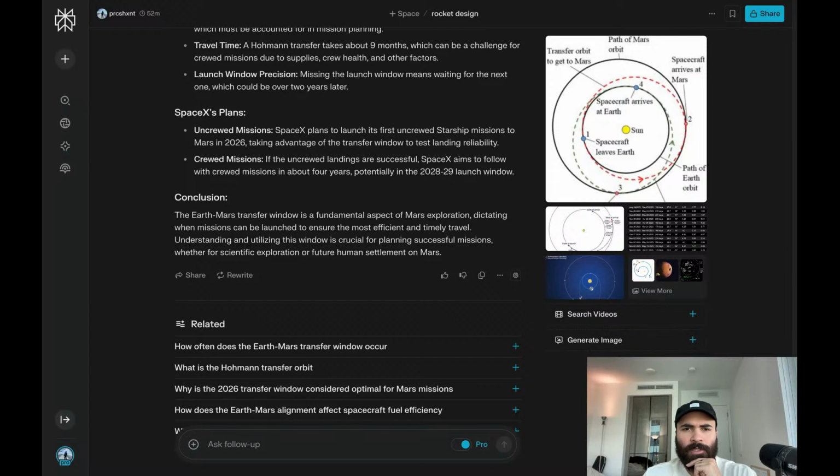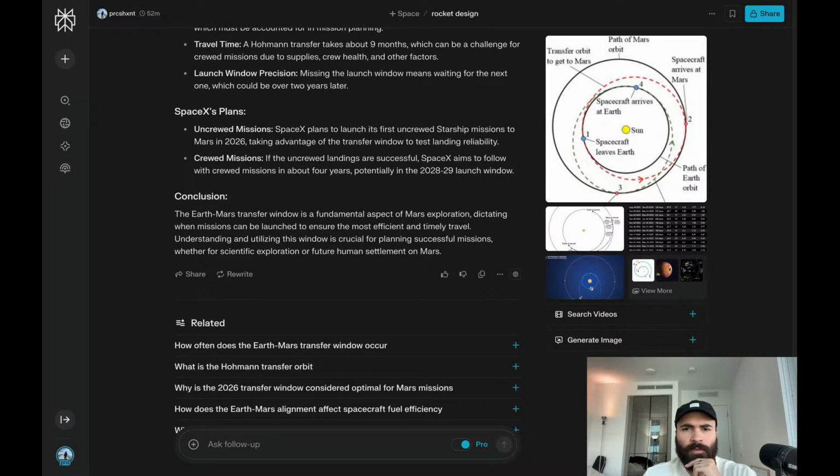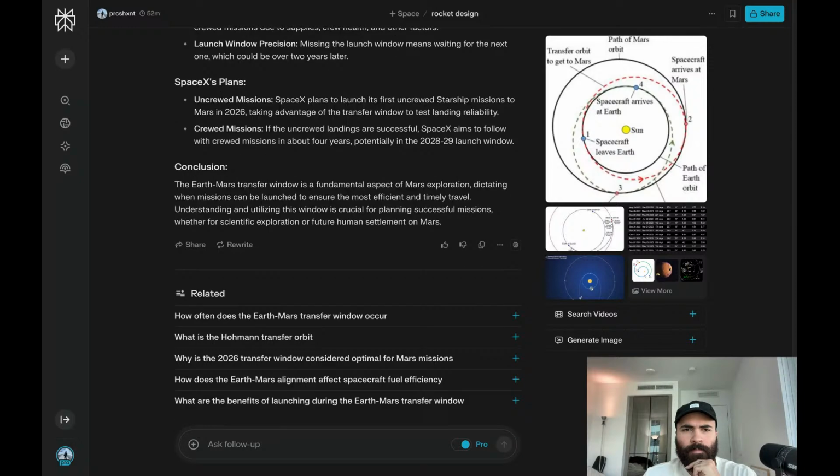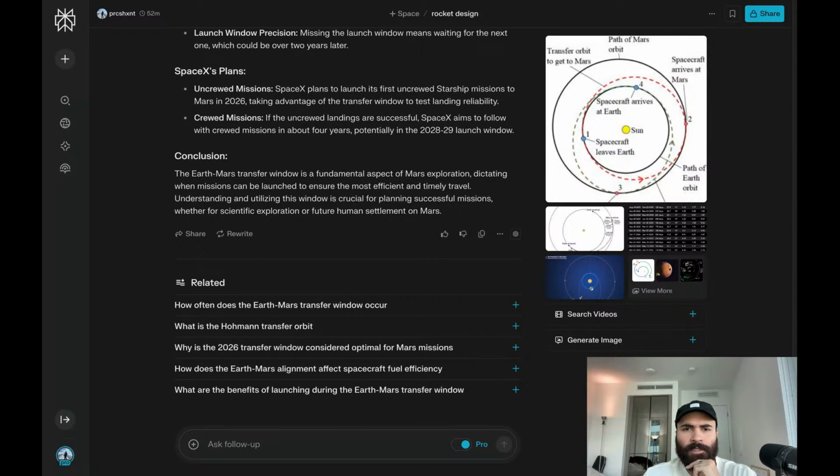SpaceX plans to launch its first uncrewed Starship missions to Mars in 2026, taking advantage of the transfer window to test landing reliability. If the uncrewed landing is successful, SpaceX aims to follow with crewed missions.